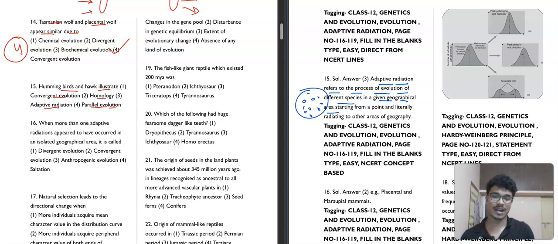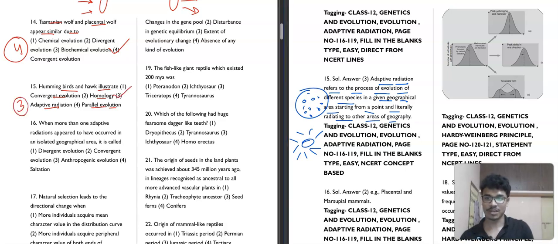So, that is basically adaptive radiation, starting from a point and literally radiating to other areas of geography. So, this is the point, and then it is getting radiated to other areas. This is adaptive radiation. So hummingbird and hawk basically illustrate adaptive radiation. Okay, it is an NCERT concept. So, the third option will be your correct answer.